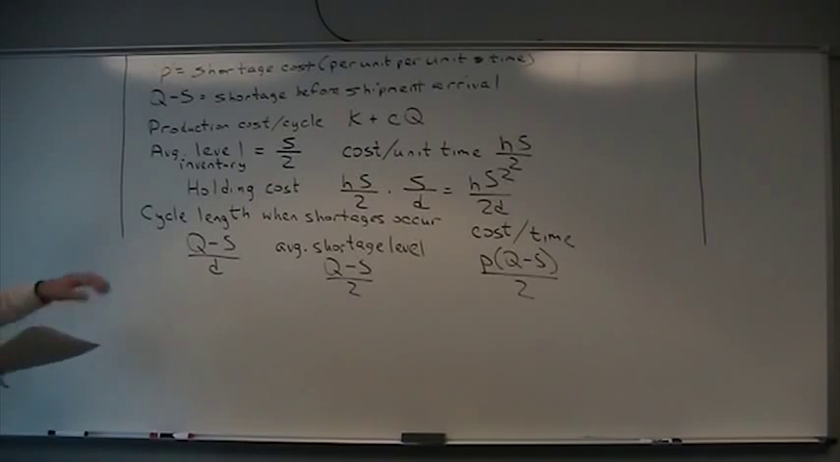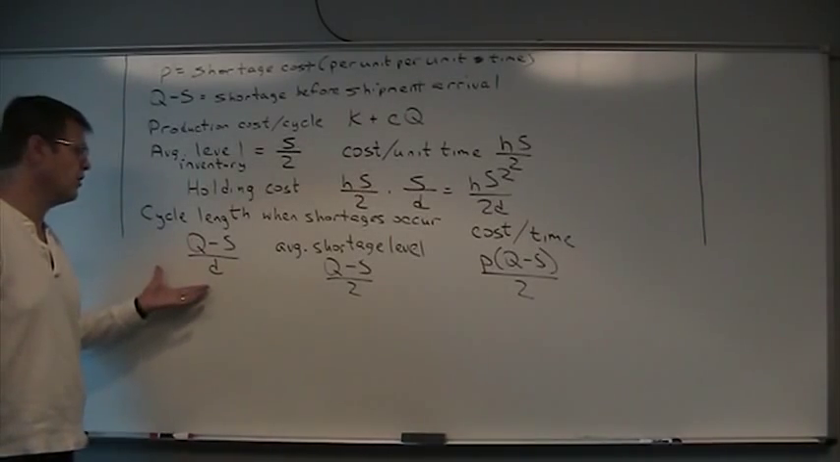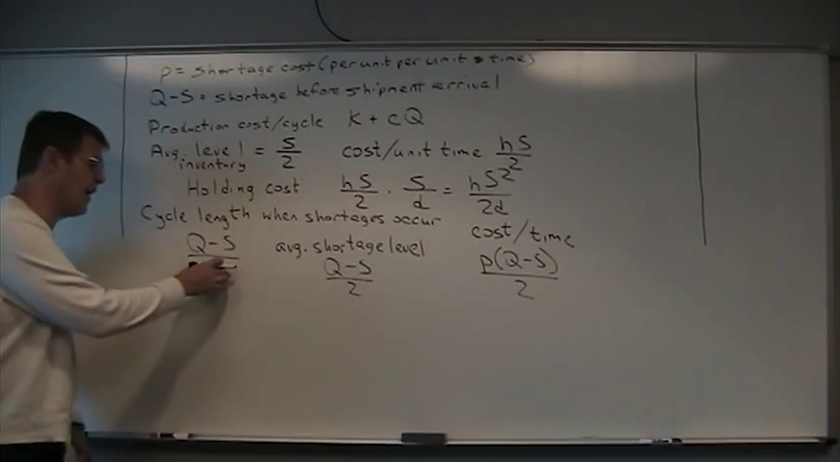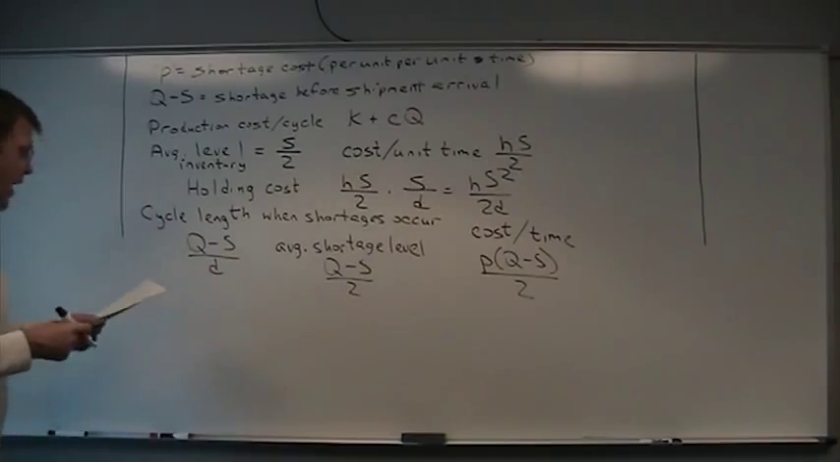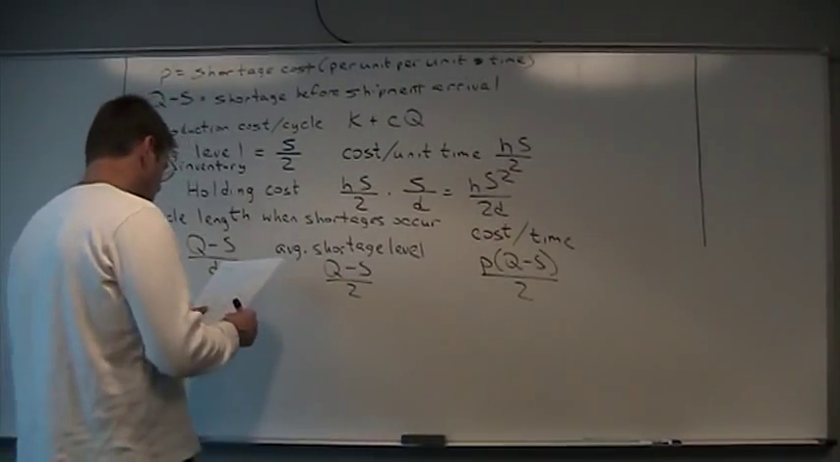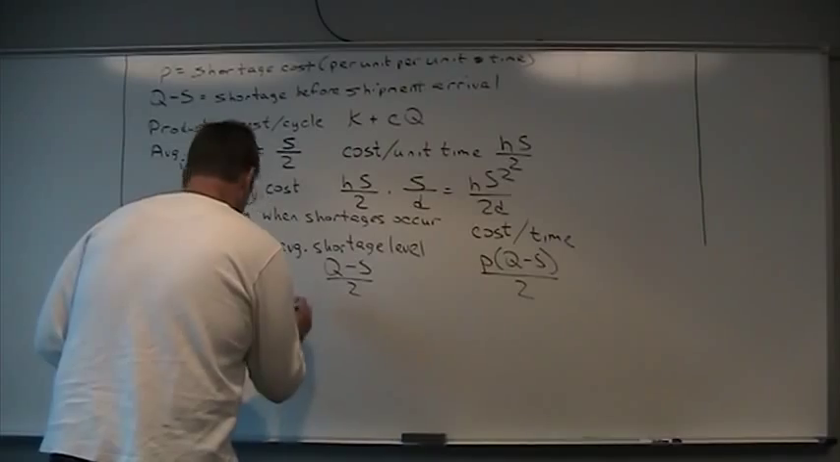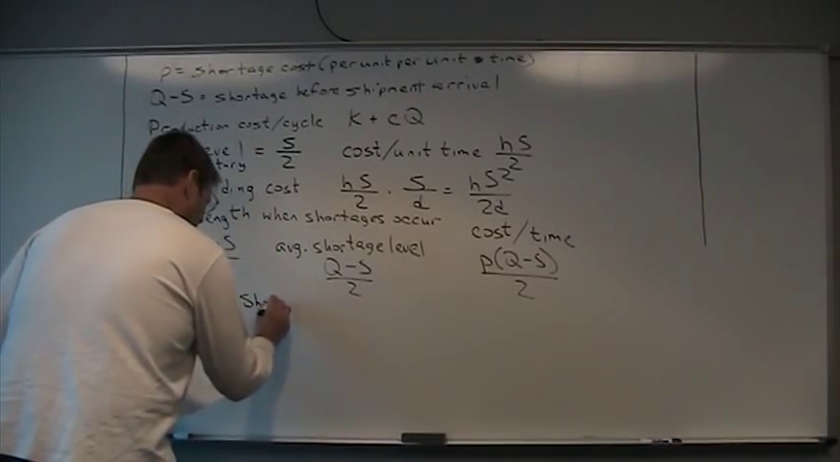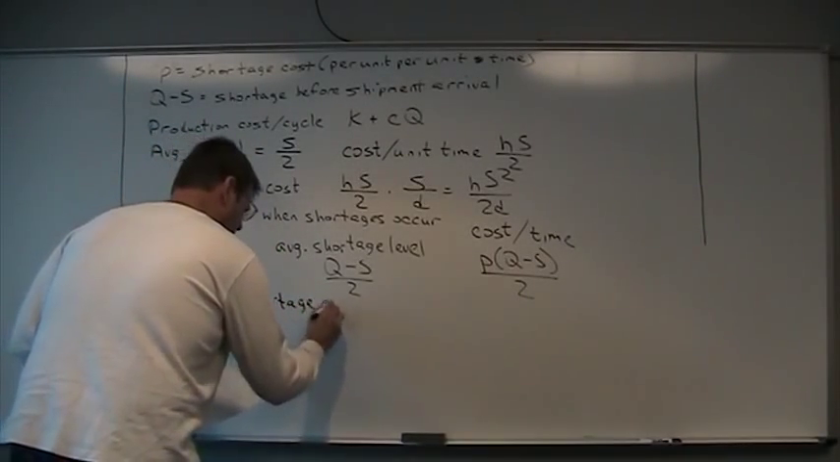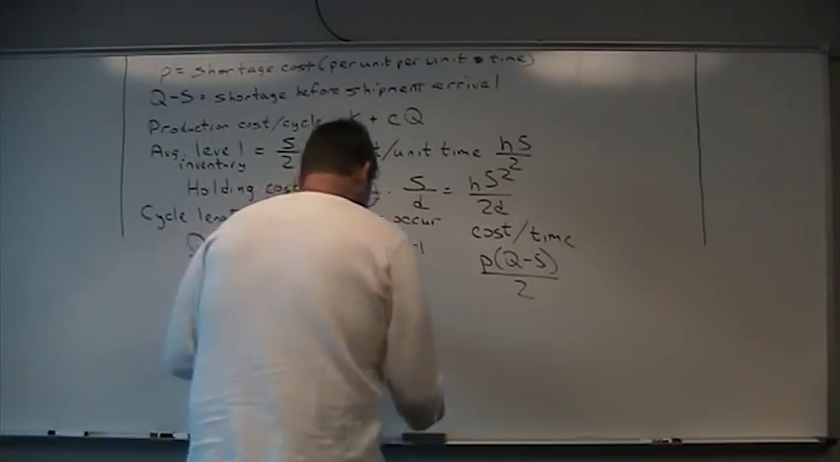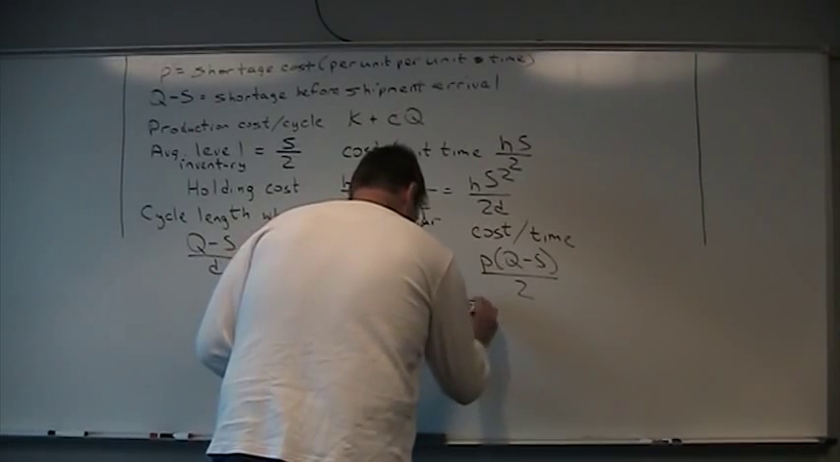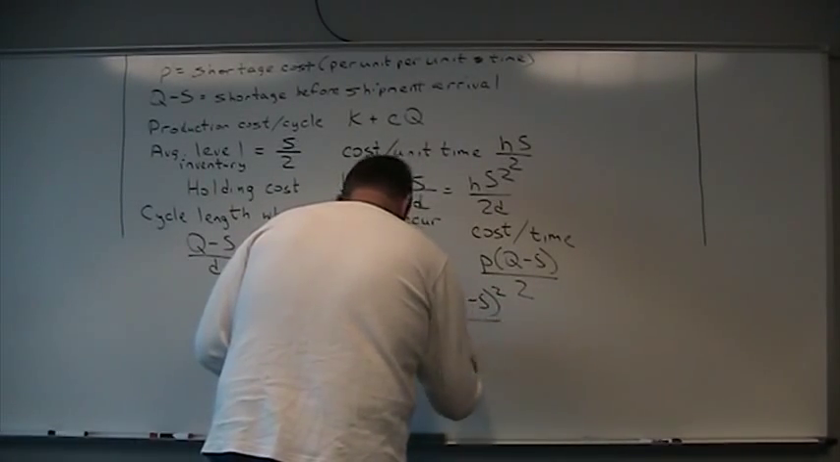Just as we did with the holding cost, we have to multiply this by the cycle length while shortages occur. So we're going to take Q minus S divided by D and multiply it by our cost per unit time. And as a result, the shortage cost per cycle works out to be P times Q minus S squared divided by 2D.